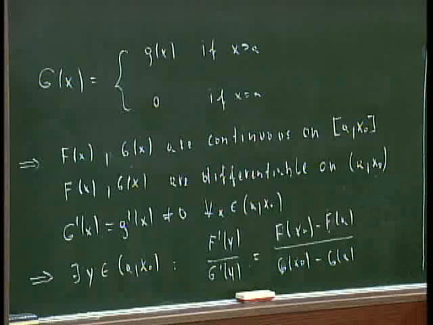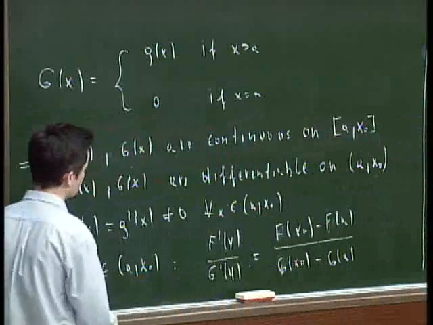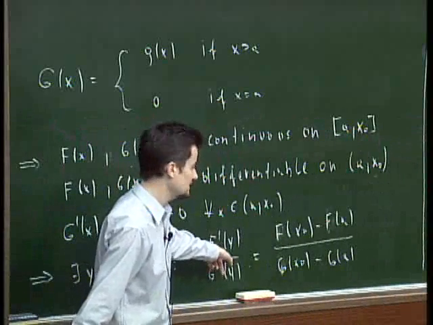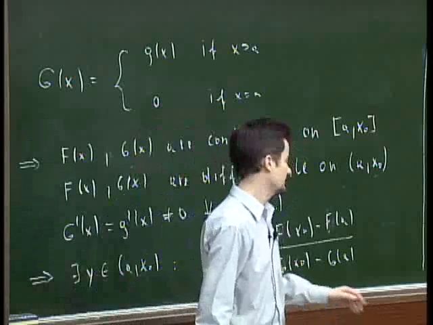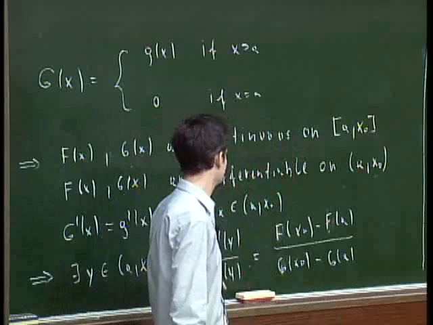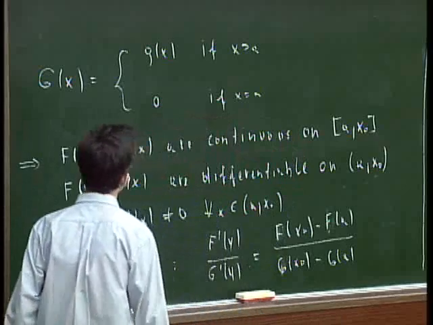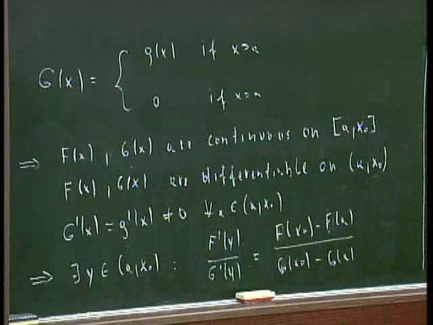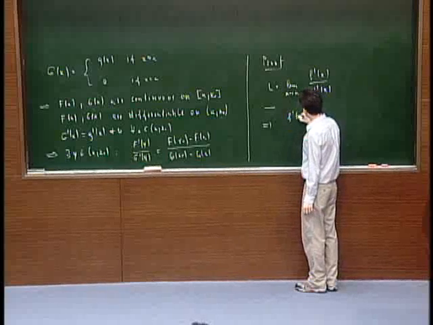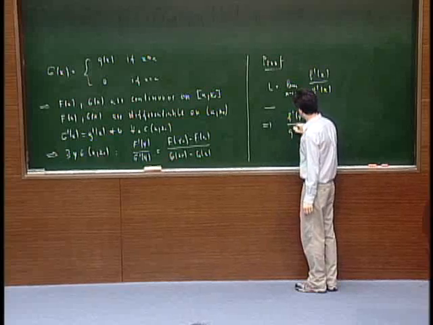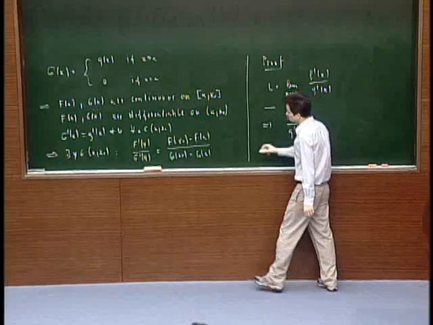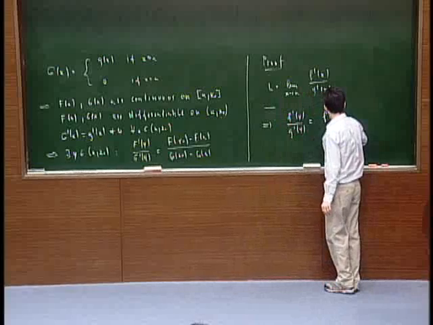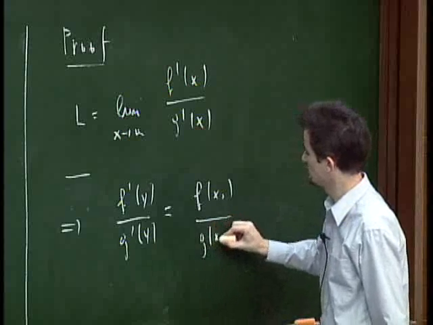Okay, so because here the y is inside this interval here, actually the derivative of capital F is equal to the derivative of small f, and the derivative of capital G is equal to the derivative of small g. Moreover, you observe that by definition, f of a and g of a are both equal to 0. So you see that this tells you that the derivative of small f at y over the derivative of small g at y must be equal to f of x0 over g of x0.